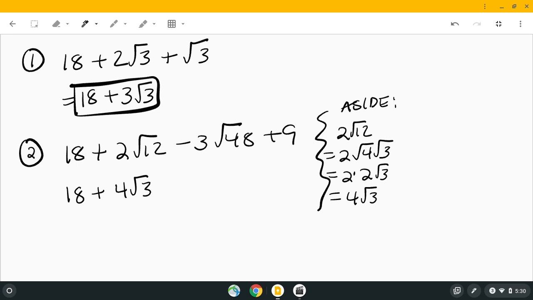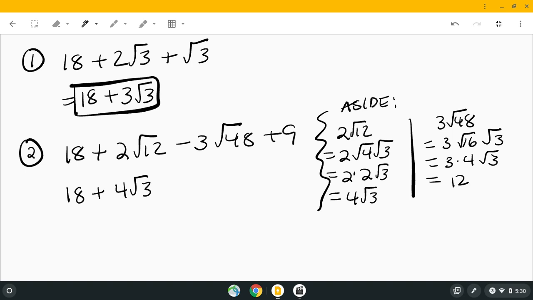Let's do the 3 square root 48. Here I'm going to break up the 48 using two numbers. I'll use 16 and 3. 3 times 16 is 48, right? Square root of 16 is 4, and the square root 3 stays. So this is really 12 square root 3. I'm going to replace that with 12 square root 3.